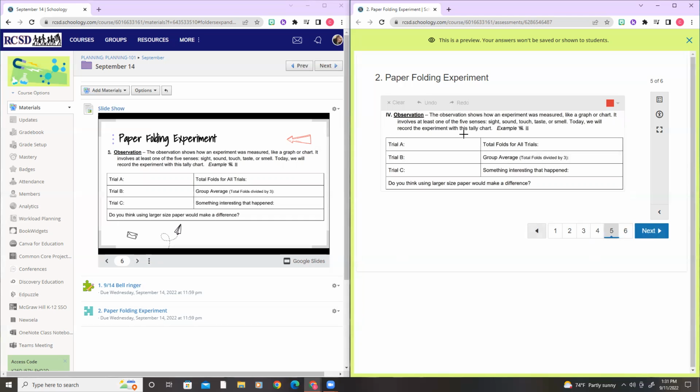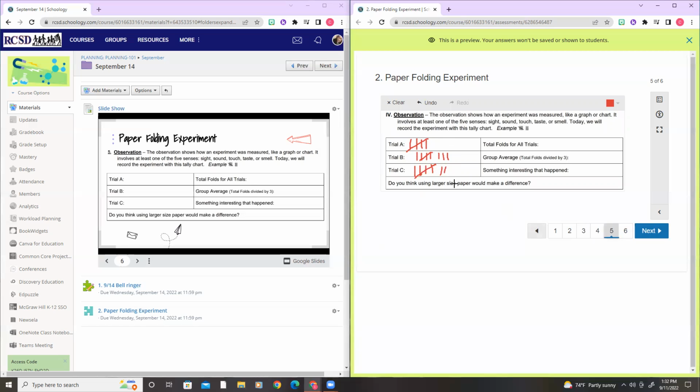So our observation, when we start folding, we need to keep track of how many folds we get. So we're going to use just simple tally marks. For instance, maybe experiment A, you got 5 folds. Maybe experiment B, you've got 8. Maybe experiment C, you got 7.